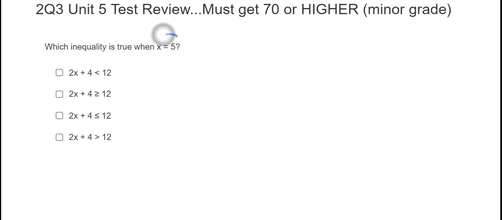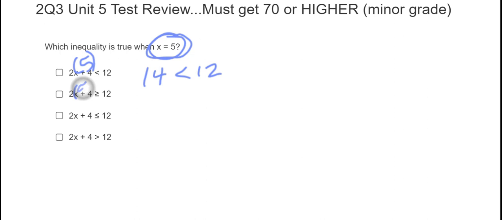For this next one, we want to see which one is true. One of the best ways to do this is, instead of solving all these, take the letter x out and then put in 5. So this would be 2 times 5 plus 4, which is going to be 14 less than 12. And then we do that for each one of these. All of these are the same expression, so you're going to end up with 14, 14, 14. And then 12, 12, 12.